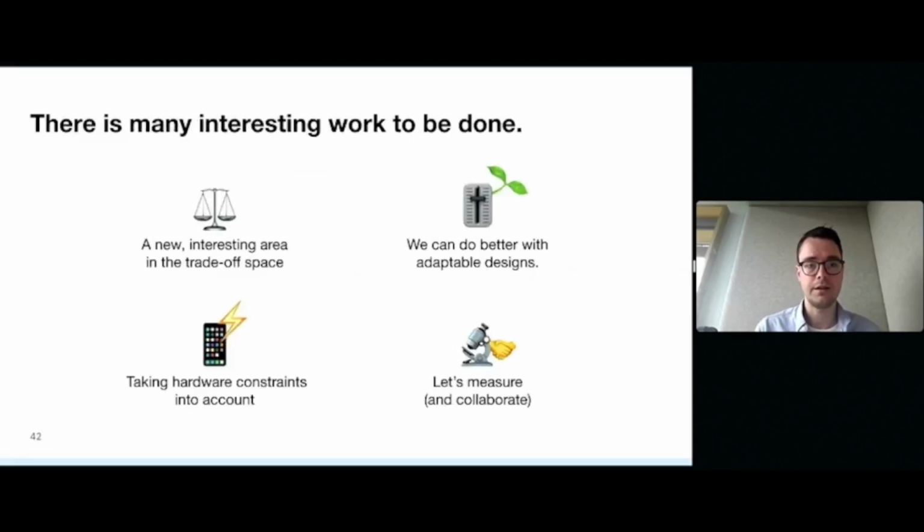And yeah, there's a lot of interesting work to be done. There are interesting areas in the trade-off space to look at. We can do way better with adaptable designs. We need to take hardware constraints into account. And if you work on anything where you think this is very relevant, well, let's measure together and potentially collaborate.